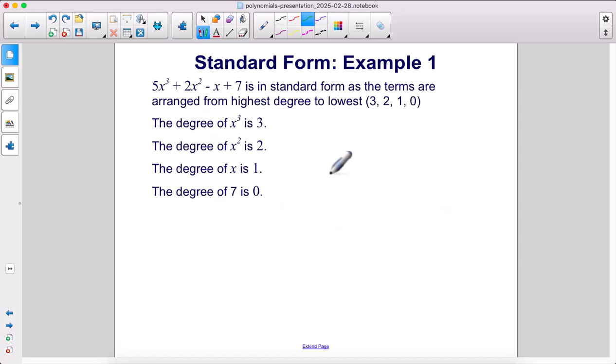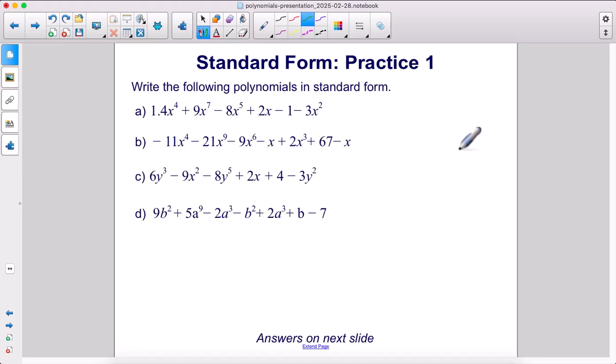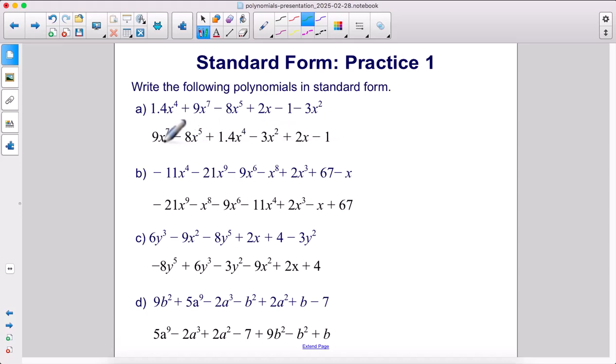5x cubed plus 2x squared minus x plus 7 is in standard form, as the terms are arranged from highest degree to lowest. The degree of x cubed is 3, the degree of x squared is 2, the degree of x is 1, and the degree of 7 is 0. Write the following polynomials in standard form. All right, so we're going to order them from highest degree to lowest degree. So x to the 7th is the highest. Then we have x to the 5th, x to the 4th, x squared, x to the 1st, and x to the 0 power.